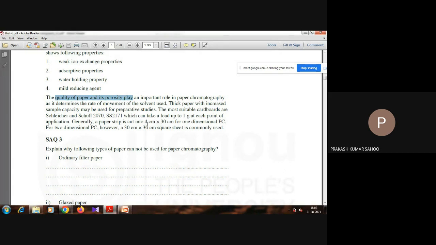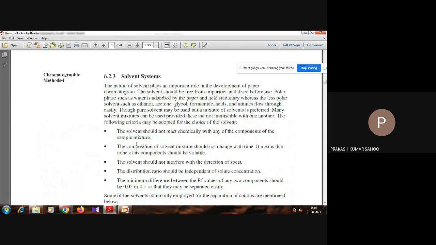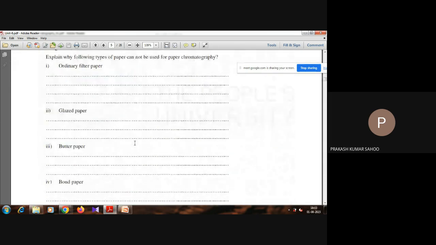Generally, a paper strip of 4 by 30 centimeters is used for one dimensional, and a 30 by 34 square sheet for two dimensional purposes. For one dimensional, the breadth is very small and the length is 30 centimeters. If it is two dimensional, it will be immersed in the solvent in two directions, that is horizontally as well as vertically. Okay, so this is the stationary phase preparation.